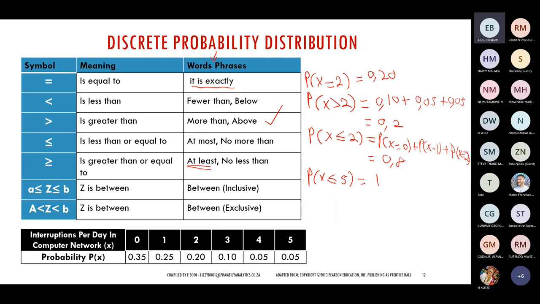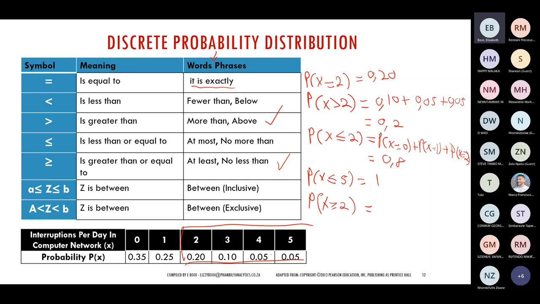At least is the opposite of at most, because at least says it is greater than or equal. So if I need to find the probability that X is greater than or equal to 2, it includes 2 and any value above 2. Any outcome above 2 will be included. So it will be the probability that X equals 2, 3, 4, and 5, adding all these probabilities, and that equals 0.4. So you understand that. I'm not even going to ask you about no less than, because now you understand everything.